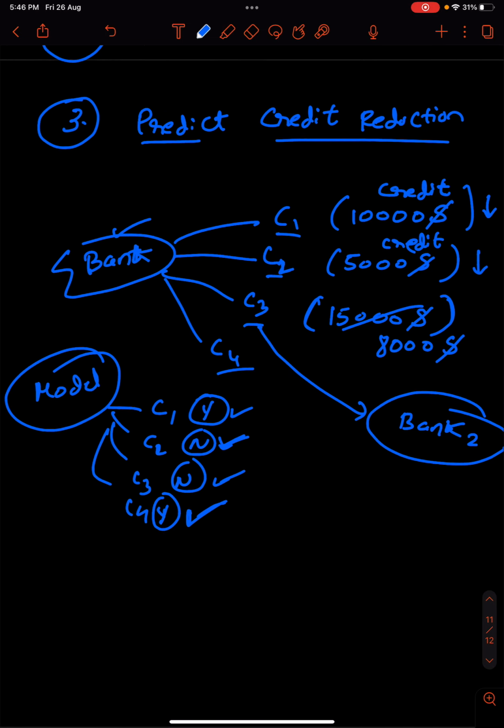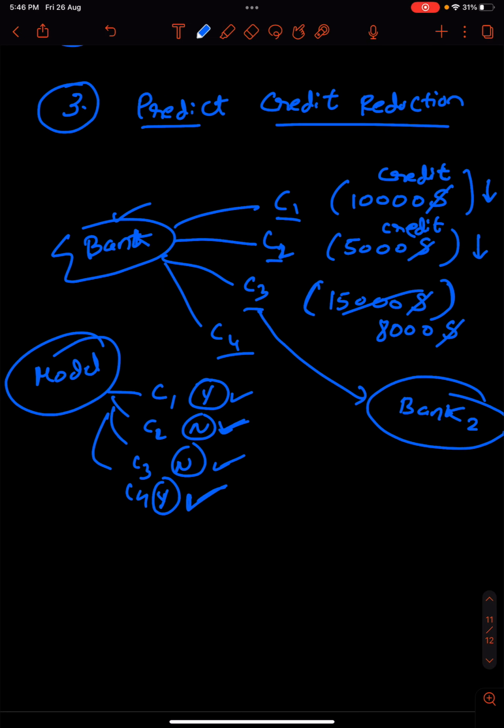So here the model should predict in such a way that yes, the bank can actually do the credit reduction, and he will not move away from the bank. Here, no, because there is a risk of that person leaving the bank and going to another bank, which is a risk of attrition. So again the prediction is no. Here the prediction is yes, which means yes, I can reduce the credit for this person, because there is no risk of him going to the other bank. There is no risk of attrition.